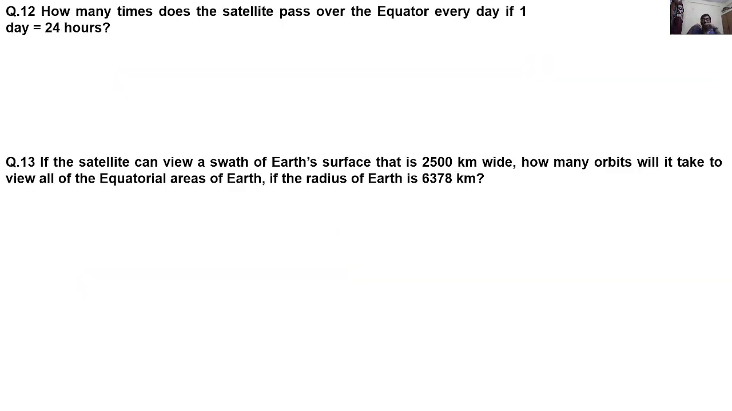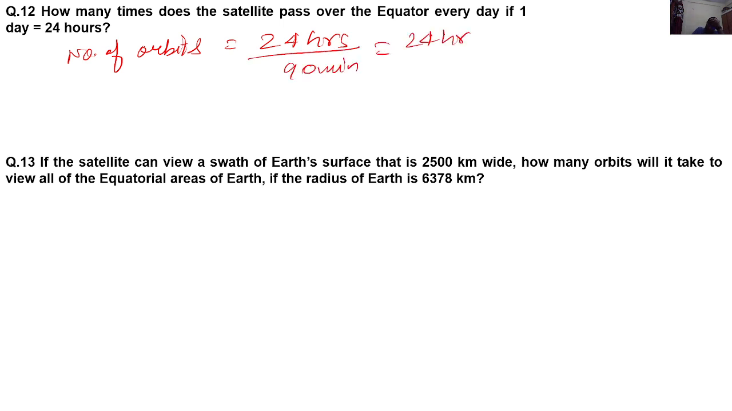Then question number 12. How many times does the satellite pass over the equator every day if one day is 24 hours? So in 90 minutes it is completing an orbit. Okay. So the number of orbits would be 24 hours divided by one orbit finishing in 90 minutes. So 90 minutes is nothing but 1.5 hours, which gives 16 orbits. So it will finish 16 orbits per day.